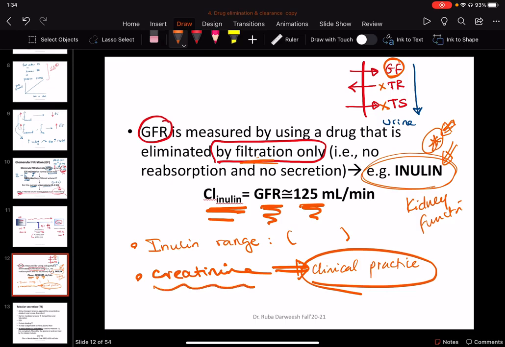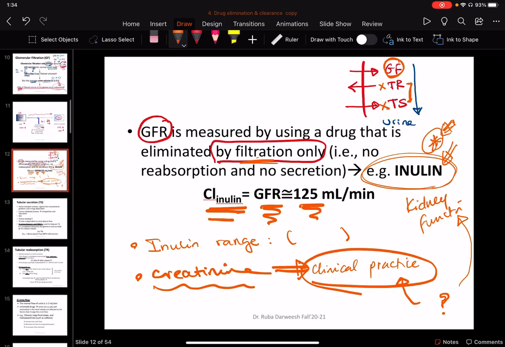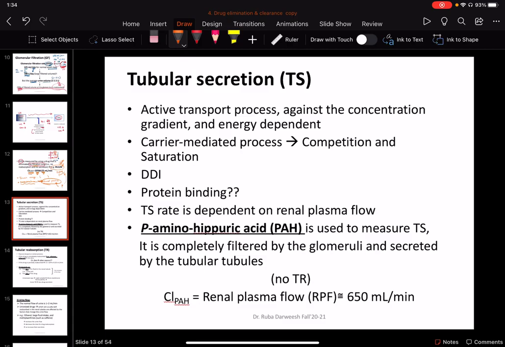For creatinine, the majority of it goes through filtration, and a slight percentage of it goes through other processes in the renal excretion. But I will leave you with the question of why creatinine is more common in clinical practice compared to this. I will keep this question with you until we have the discussion in class, inshallah.